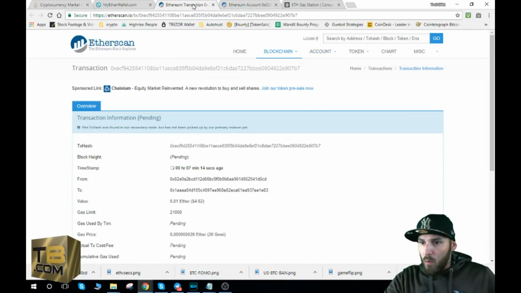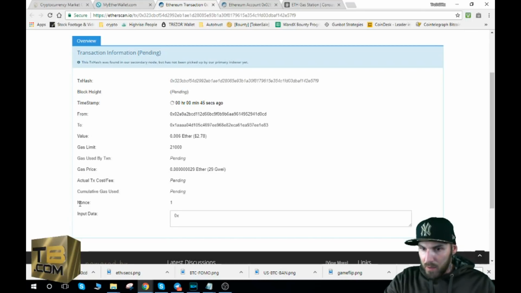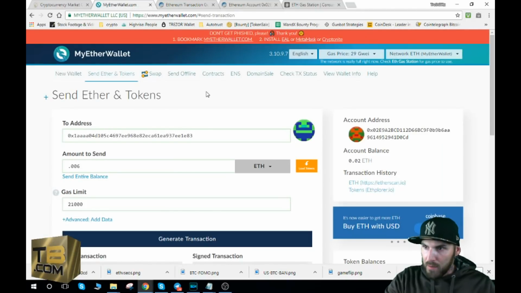So basically, what I want to do here is show you how to unstick a forever pending transaction on the Ethereum network. I have sent a transaction from my Ether wallet that does not have a high enough gas price or gwei to successfully make it to its destination. So what we're going to do is, you're going to need to keep track of this number here, the nonce. Just remember that that is a one. Now we're going to go to Send Offline.